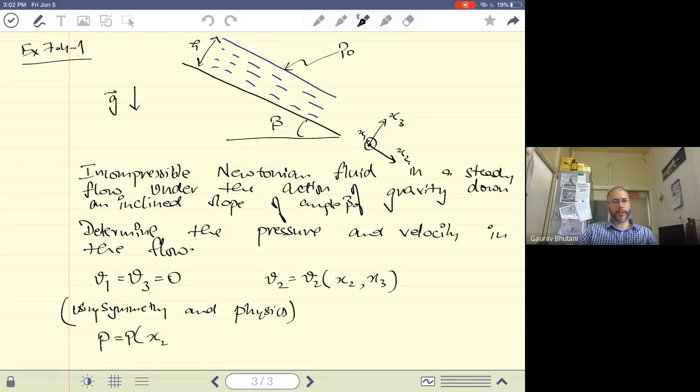We expect the pressure to change as the flow goes further down the incline. Pressure could also be a function of x3. So we would expect the pressure to change as we go away from the surface of the incline. But again, because of the symmetry, we don't expect the pressure to be a function of x1, because we can assume that it's a very wide mountain and we're talking about a situation that's happening somewhere in the middle of the flow. Okay, so this is from symmetry.